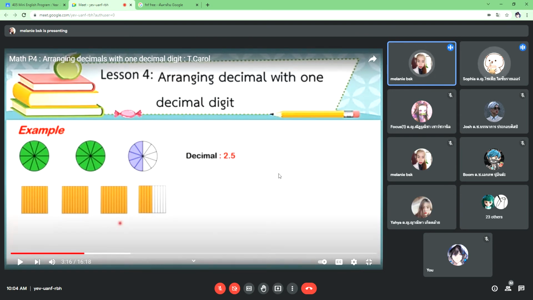1, 2, 3, 4, 5, 6, 7, 8, 9, 10. Okay, so there are 4 squares. The three squares are shaded. The equal parts are all shaded, while the other square, only 5 equal parts are shaded. Okay, so if you're going to write this one in decimal, how are you going to write it? 3.5. Okay, let's see if you are correct.